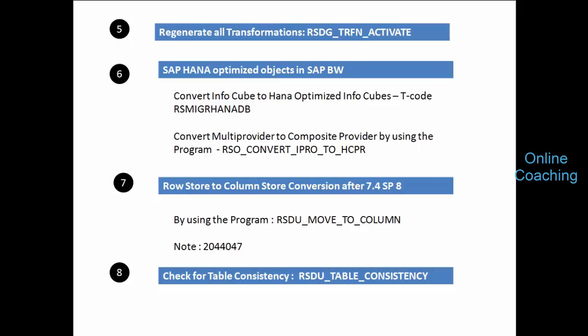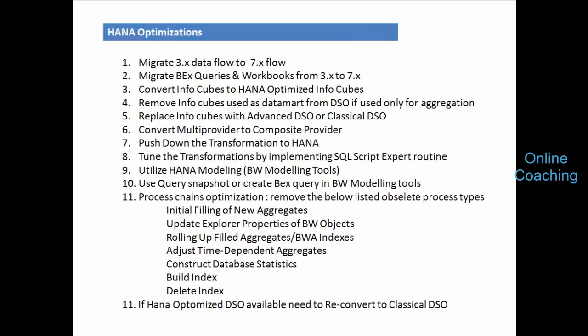That is part of the testing you do, and a lot of optimizations you carry out, like migrating the 3.x data flow to 7, migrating BEx queries or workbooks from 3. How do you migrate a BEx query to 7? You just open the BEx query in the 7 query designer, then save it, and it gets migrated. And how to migrate a workbook? Not by opening the 3.x workbook in 7. From the migration cockpit, you have a button which can migrate it automatically.